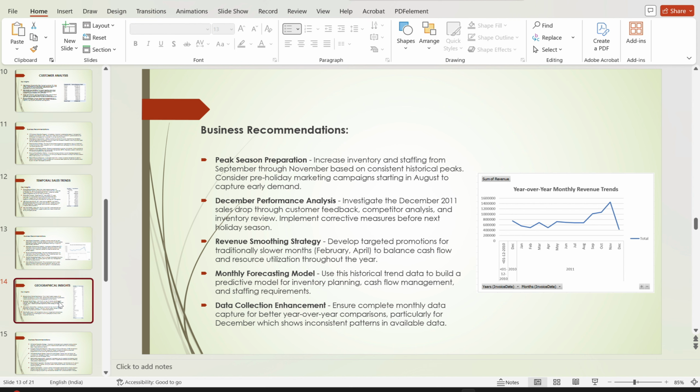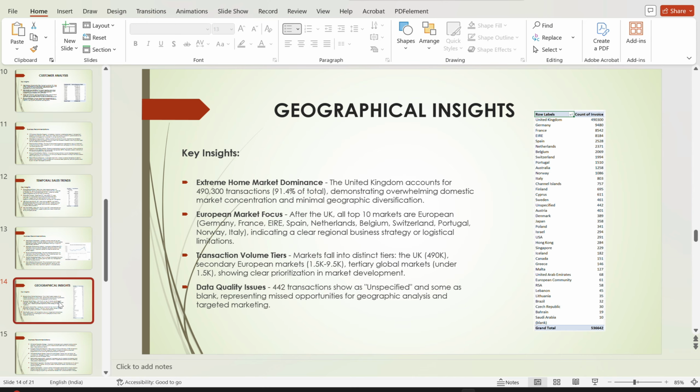And for the geographical insights, as we mentioned earlier, the United Kingdom accounts for 4,90,300 transactions, demonstrating overwhelming domestic market concentration and minimal geographic diversification.